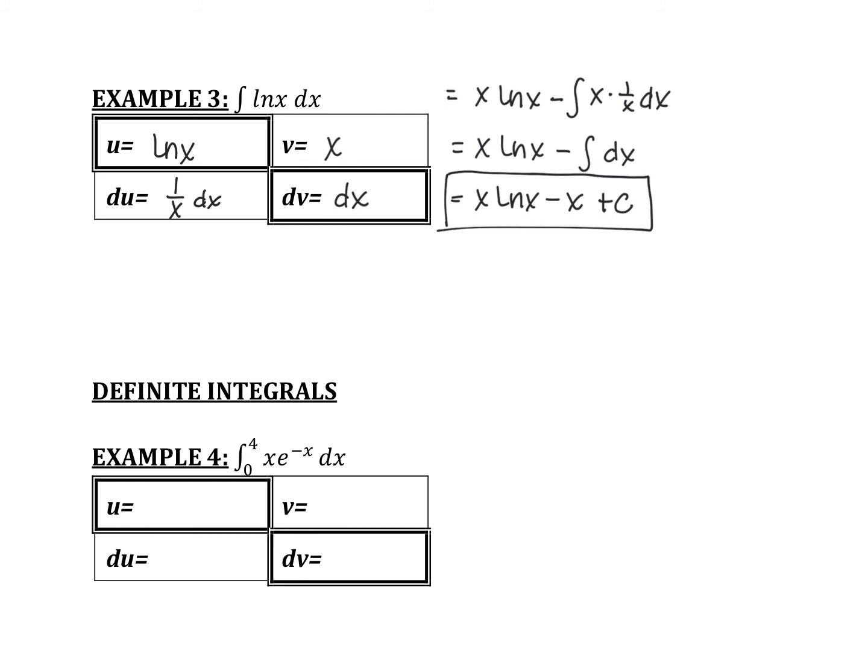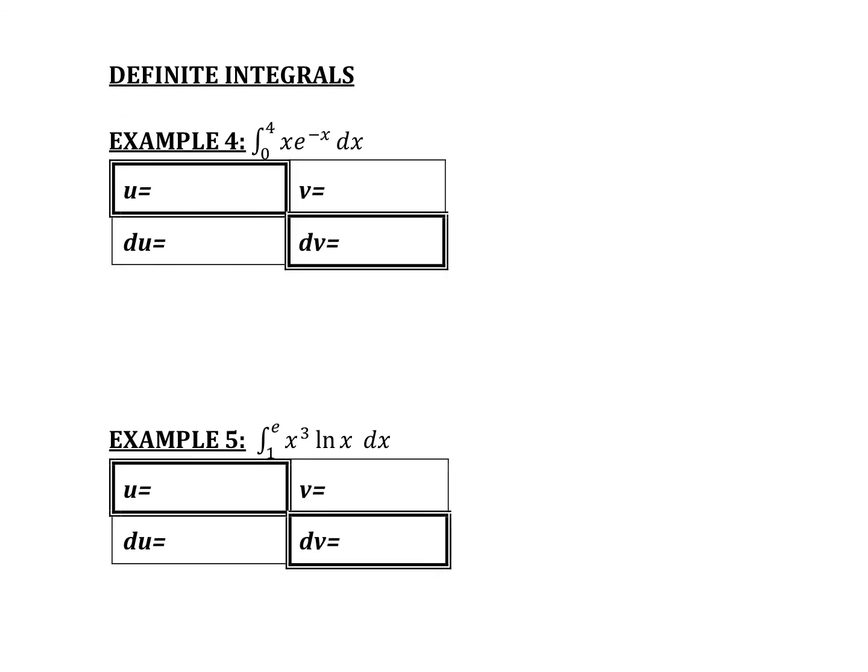Now let's look at definite integrals. When we look at a definite integral, I'm going to start the problem the exact same way. In fact, I'm going to ignore my bounds of integration until I get that antiderivative. So until I complete the integration by parts, I'm not touching those bounds. Okay, so in this problem, I'm going to let u be x and dv be e to the negative x dx. And if you're feeling brave, hit pause and come back and check the answer.